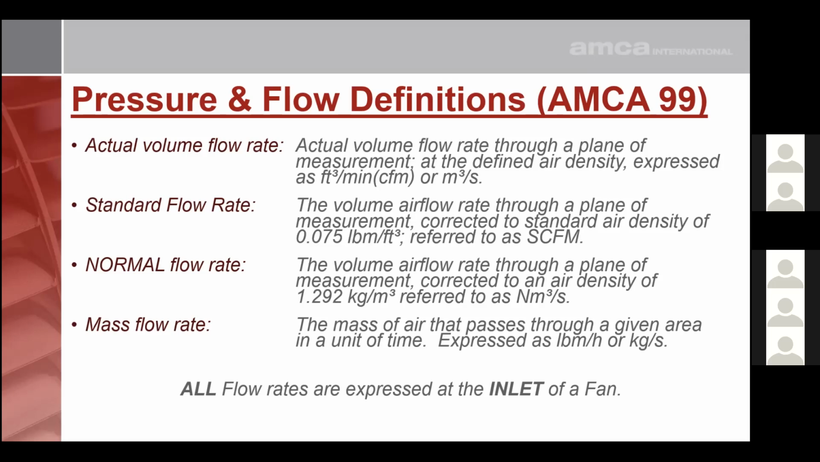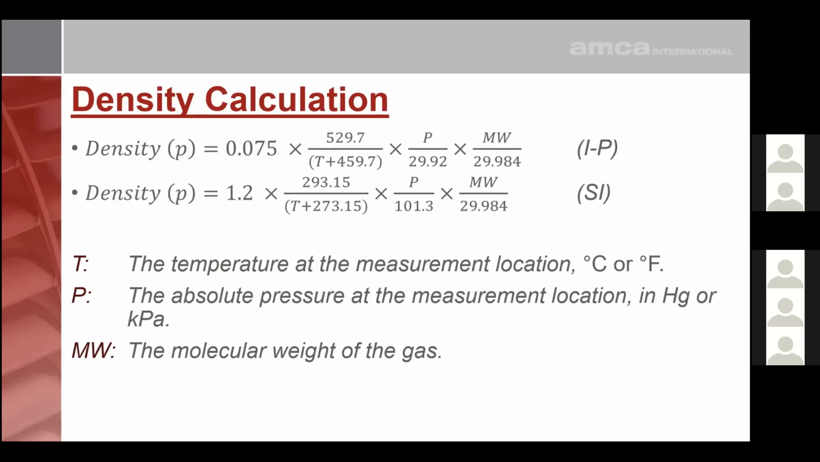There are also some other flow rates that are defined that are useful for system designers because it eases sizing components. There's standard flow rate, which is common in North America, and normal flow rate, which is common in Europe and other parts of the world. Normal flow rate and standard flow rate can also be expressed as a mass flow rate. And this is important because most systems that use fans are actually mass flow based, whether it's a cooling application or an industrial process. They're all based on a certain amount of mass flow for the process to work properly.